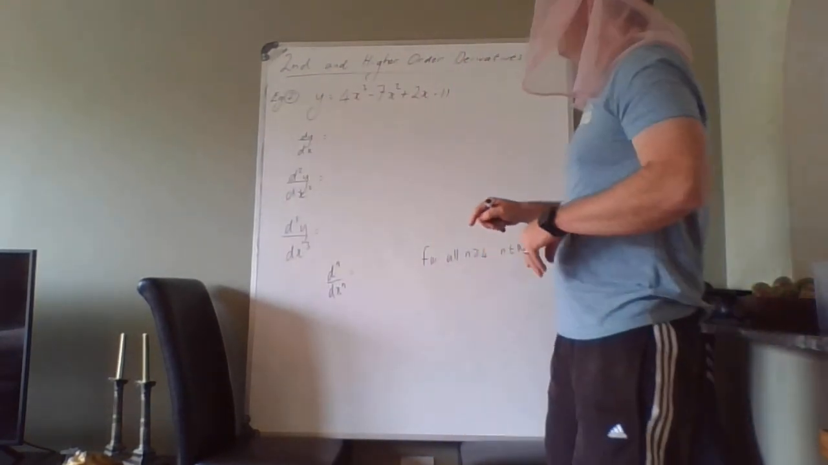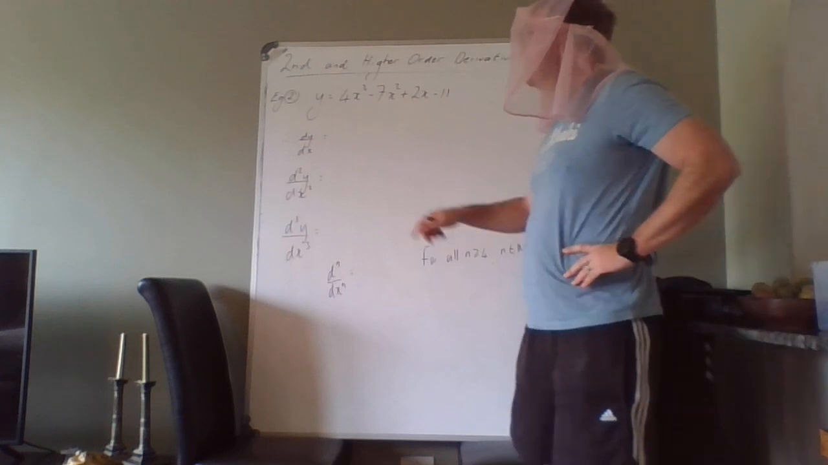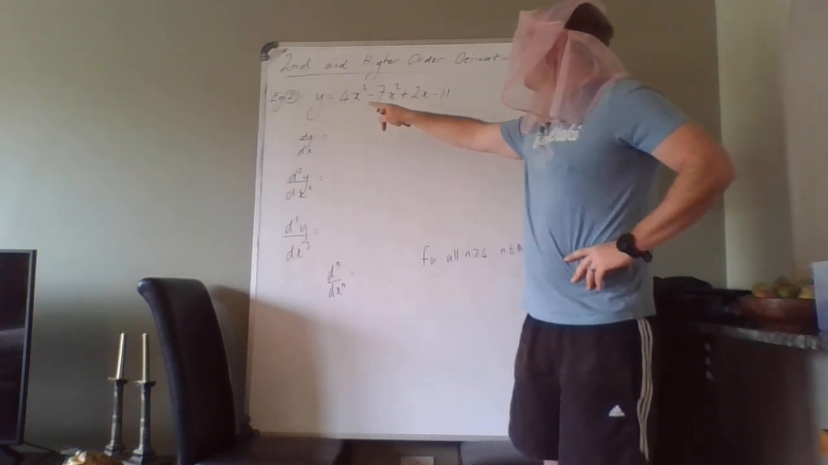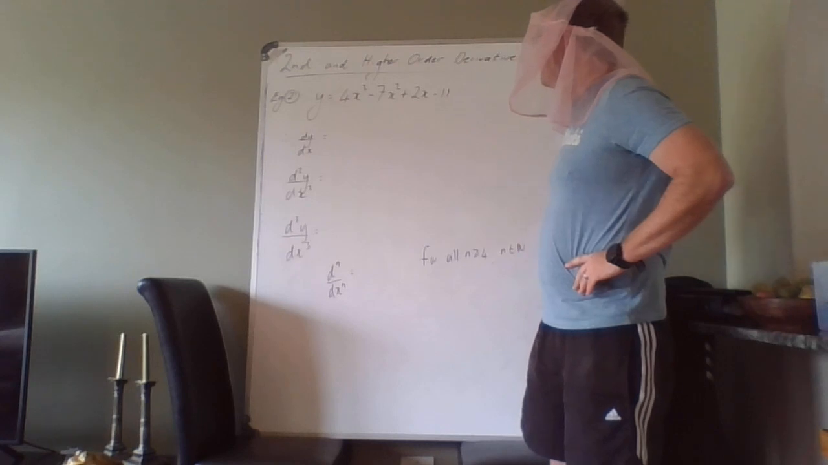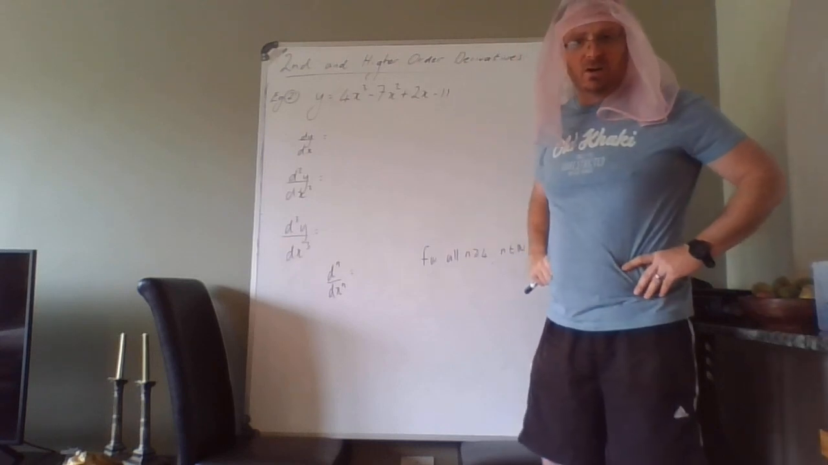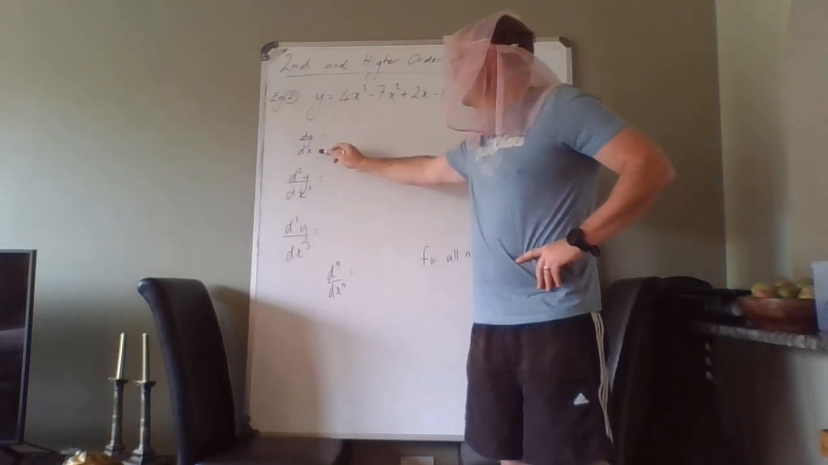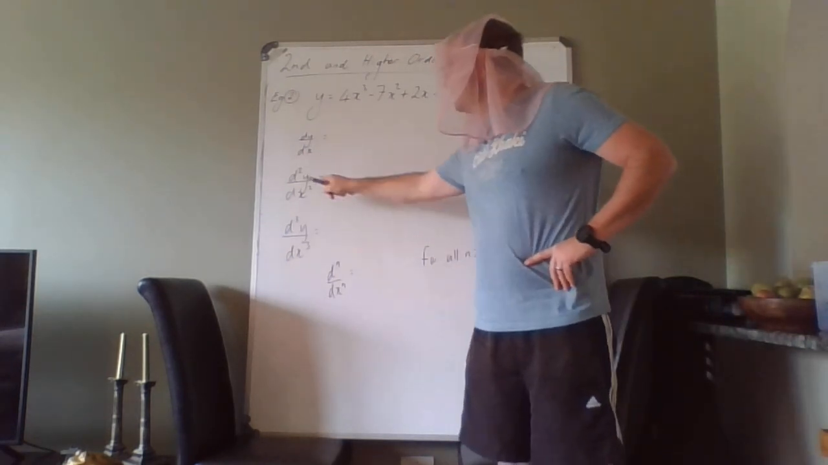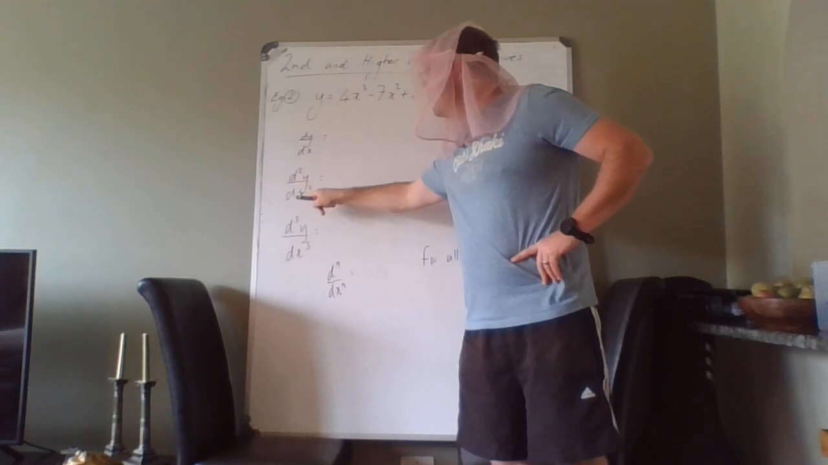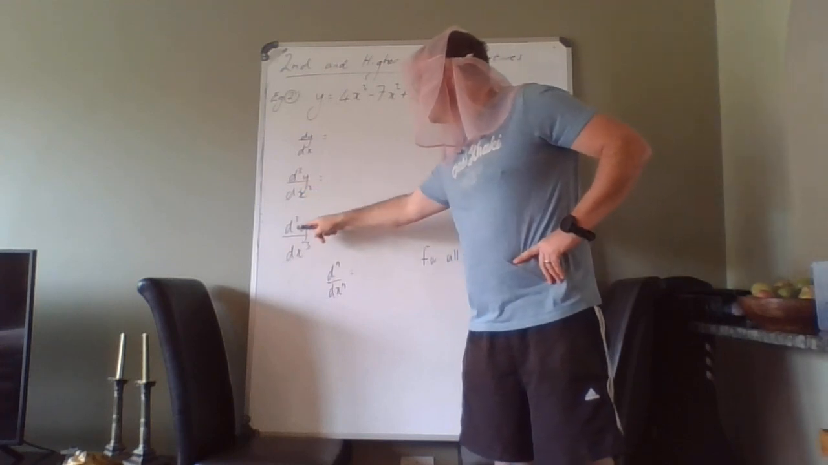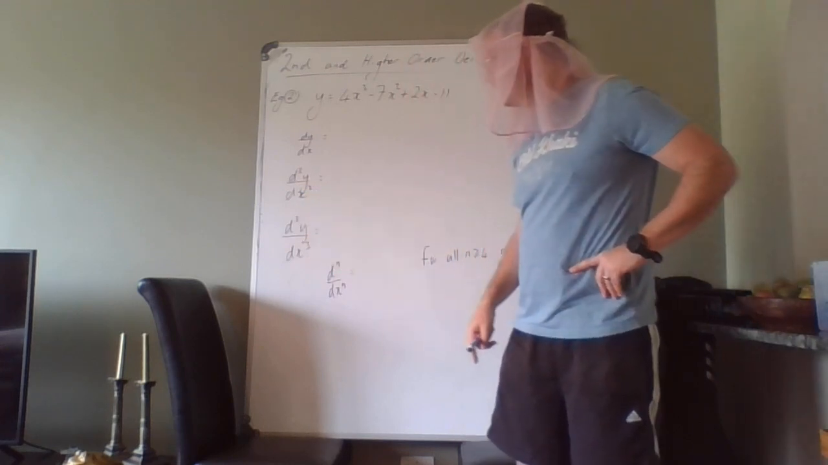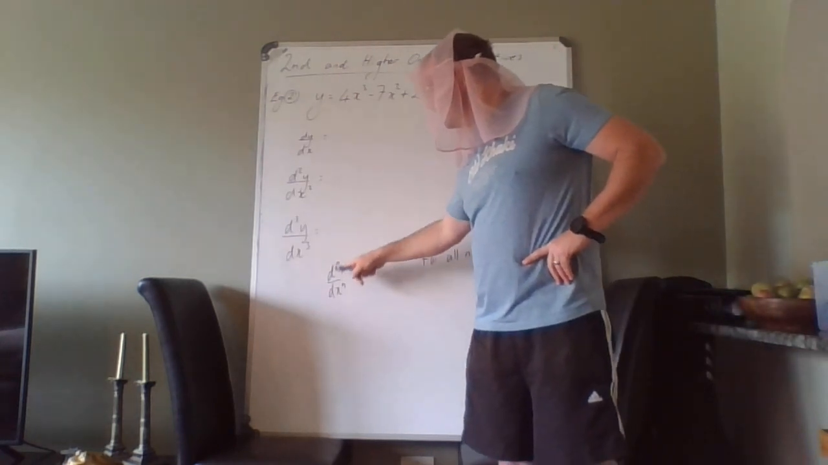Right, in the second example, I just want to show you some different notations. If you've got y is equal to 4x cubed minus 7x squared plus 2x minus 11, and I want to find higher order derivatives, the first derivative we'd write as dy/dx. The second derivative we'd write as d squared y over dx squared. The third derivative like that, d cubed y over dx cubed. And the nth derivative, d^n y over dx^n.